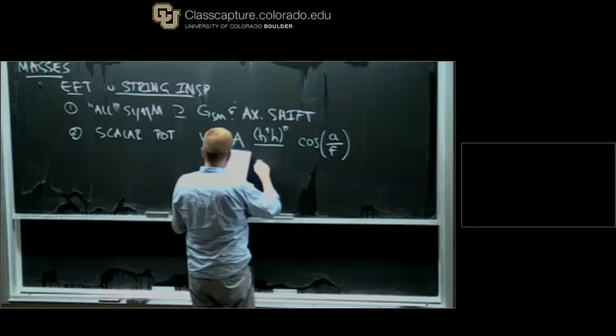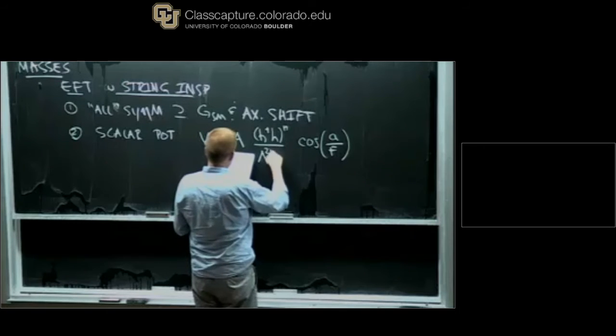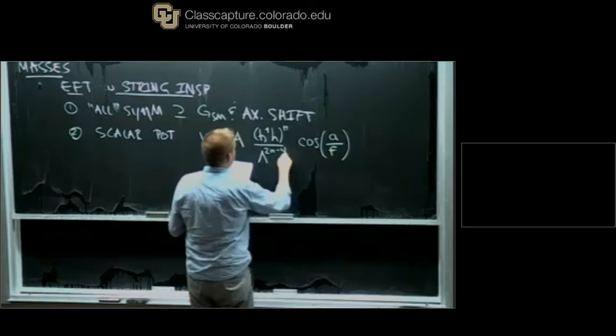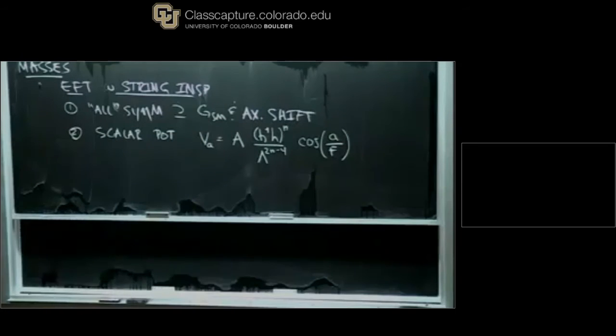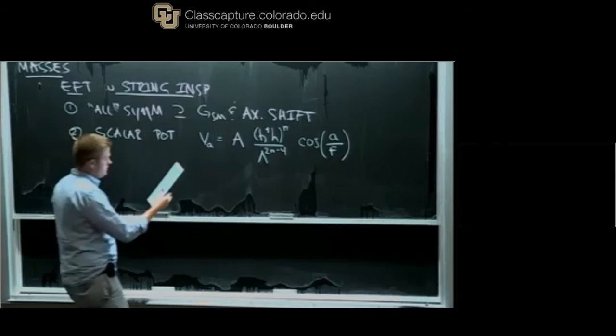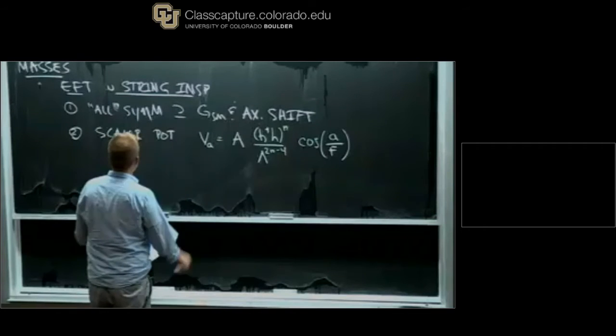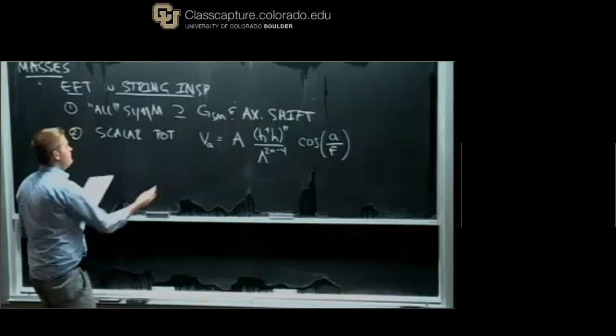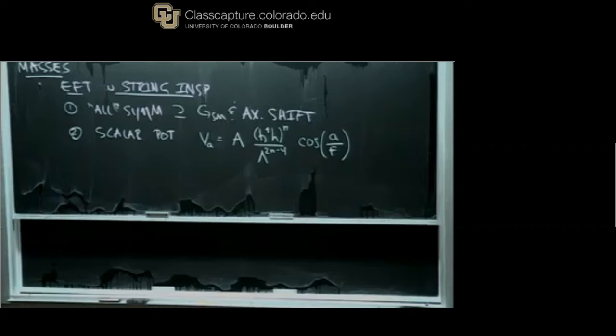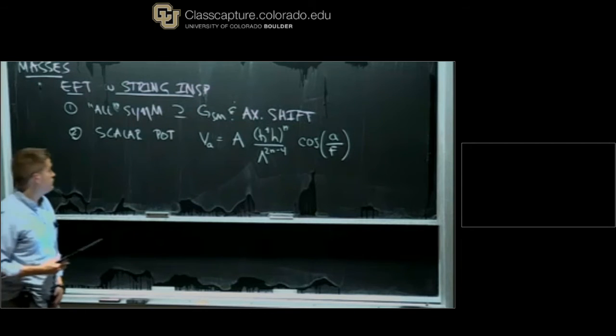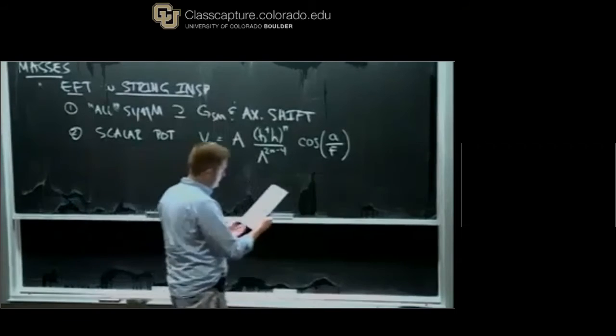H is the Higgs, over lambda to the 2n minus 4, where lambda is some cutoff in the theory. And this is the effective operator that you have in the game. So a nice thing about this is, and I should say part of the inspiration here, in effective field theory this is just allowed. You can ask the question, does string theory actually give rise to operators heuristically of this type?